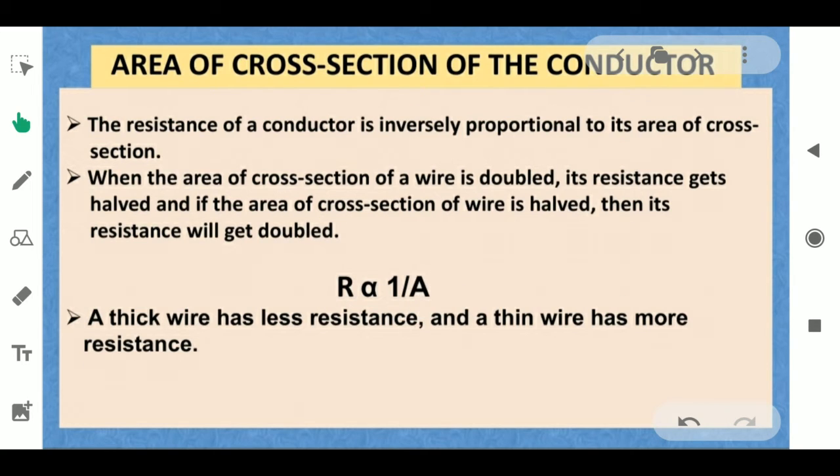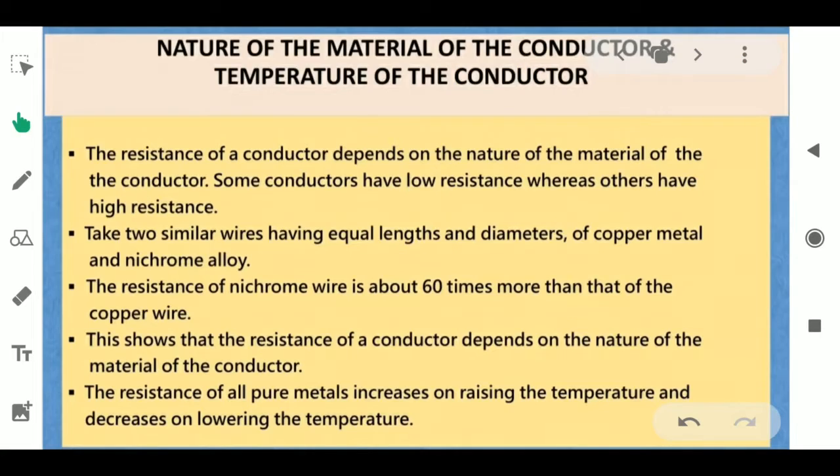In other words, we can say that a thick wire has less resistance and a thin wire has more resistance. It's a very important point. The resistance of a conductor is inversely proportional to the area of cross section of the conductor. That is the second point. The last two points: nature of the material of the conductor and temperature of the conductor.